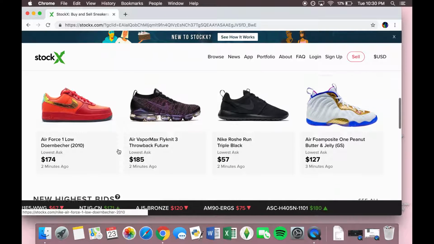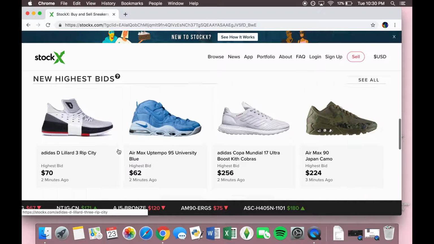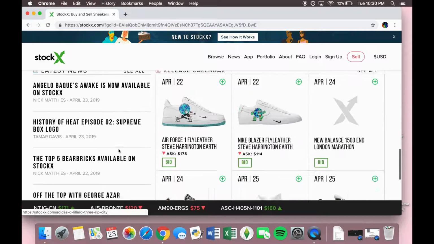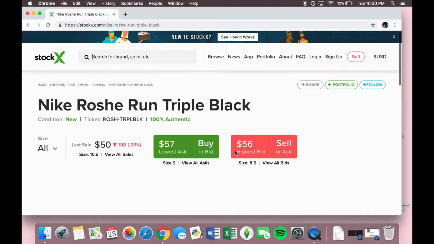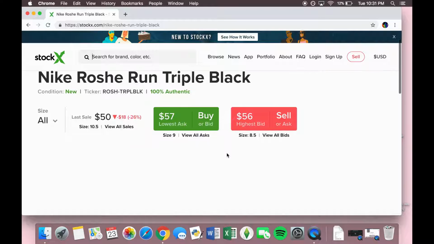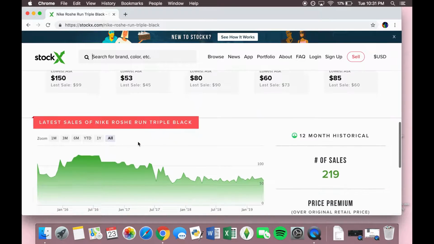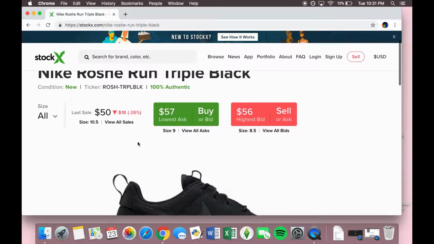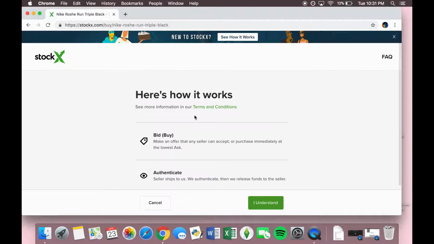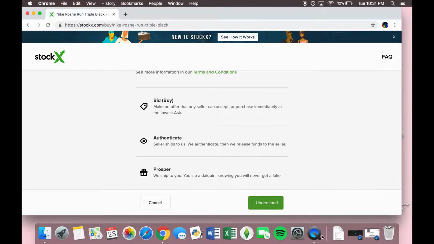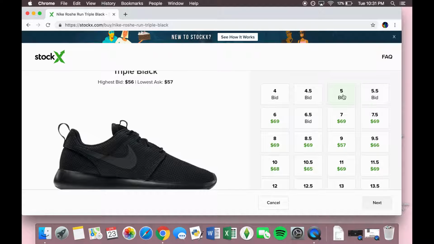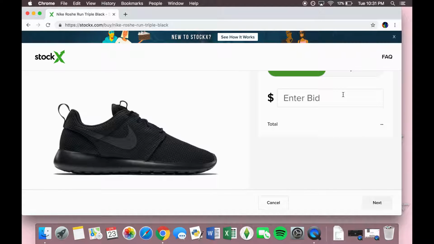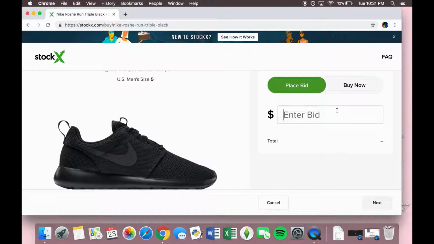Just find a shoe? Yeah. Okay. This is a nice shoe. Then I guess I would... Oh, this is a lot. Then I guess I would click this. And then I would make a bid on my size. Do I have to? No, that's okay. Okay. All right.